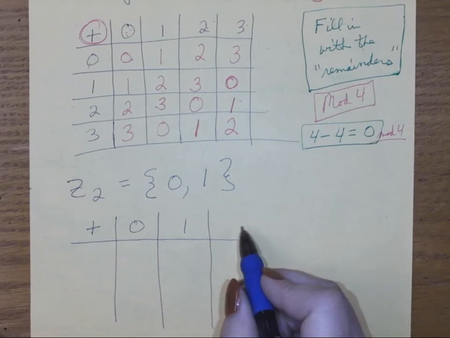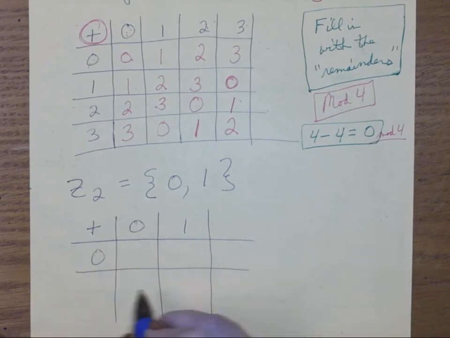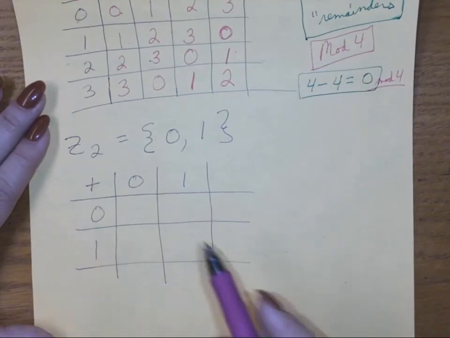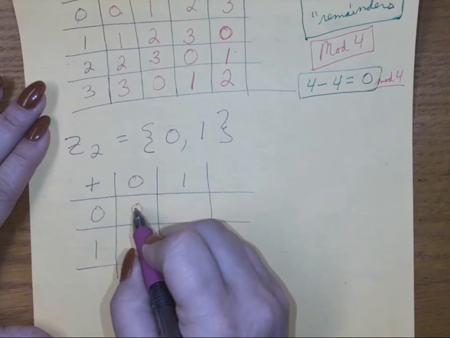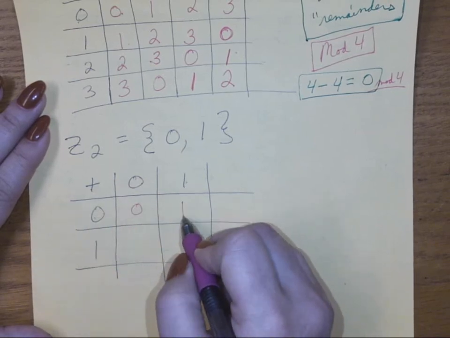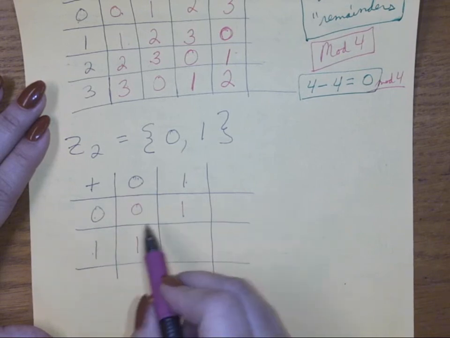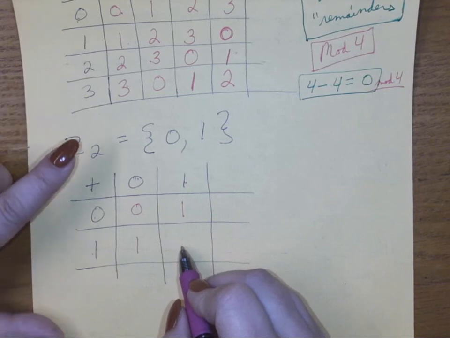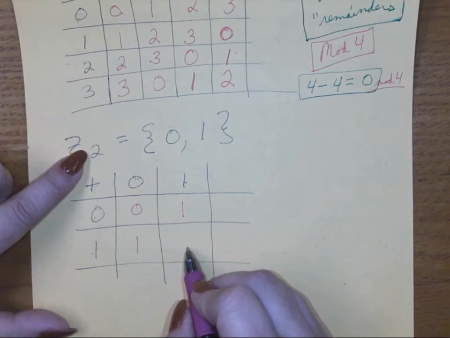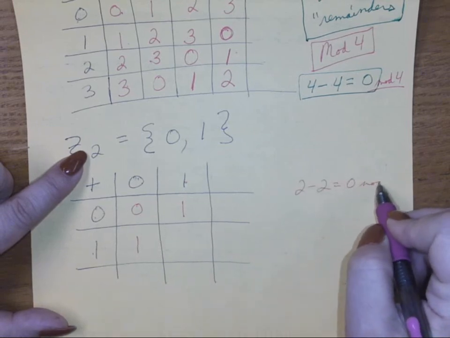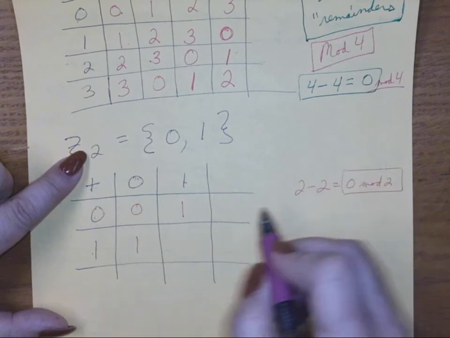Do I need a 2 out there? No, because I'm only allowed 0s and 1s. If you're looking at a circuit board with 0s and 1s, a lot of times they'll say that it's either on or off, right? Okay, 0 plus 0 is 0. 0 plus 1 is 1. 1 plus 0 is 1. And then be careful here. 1 plus 1 is 2, but I'm in mod 2, so I'm not allowed to write a 2. So 2 minus 2 equals 0 mod 2. That's what I'll put there, right?